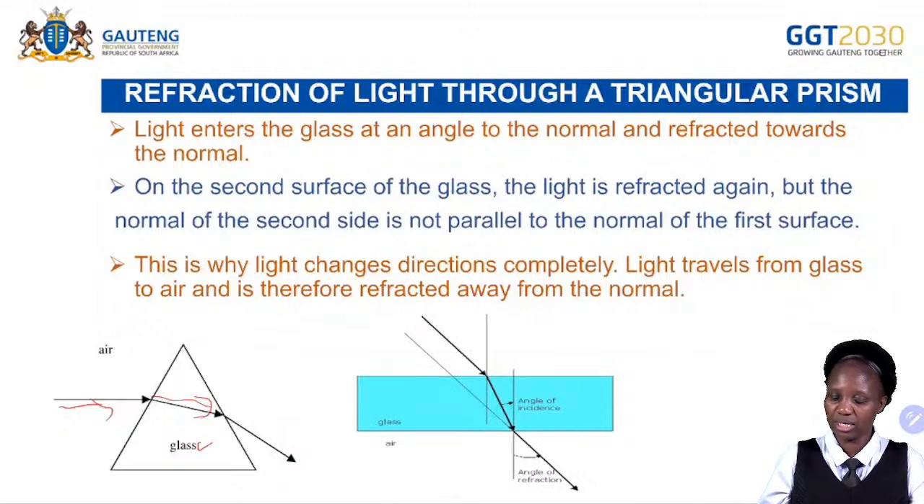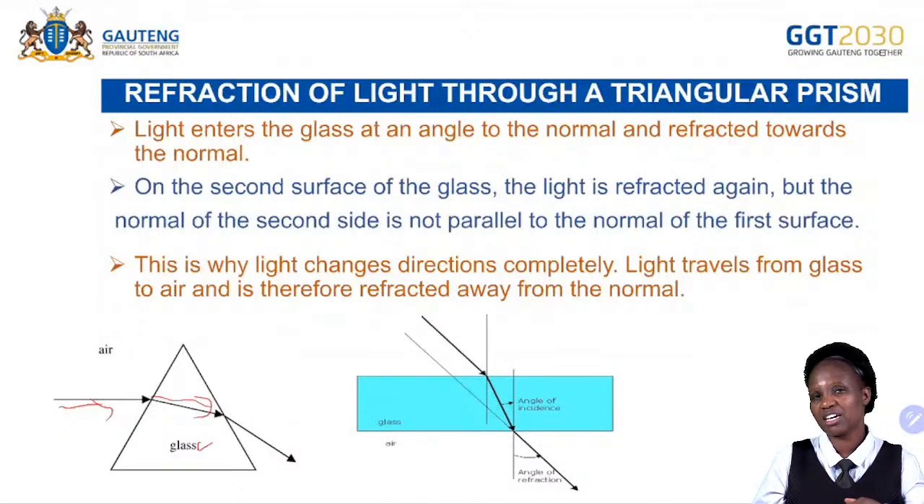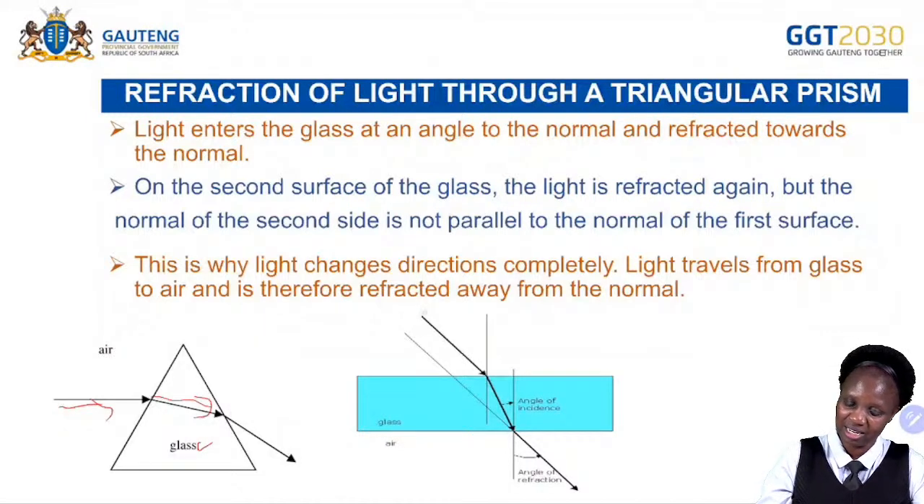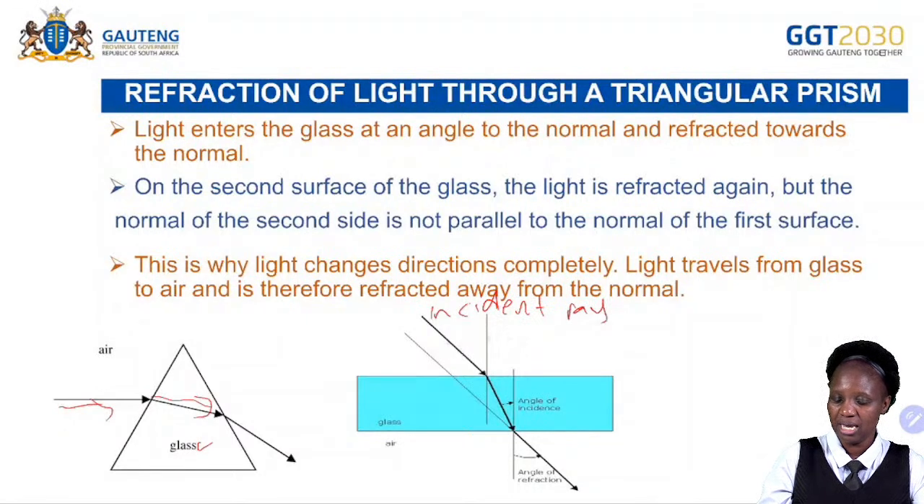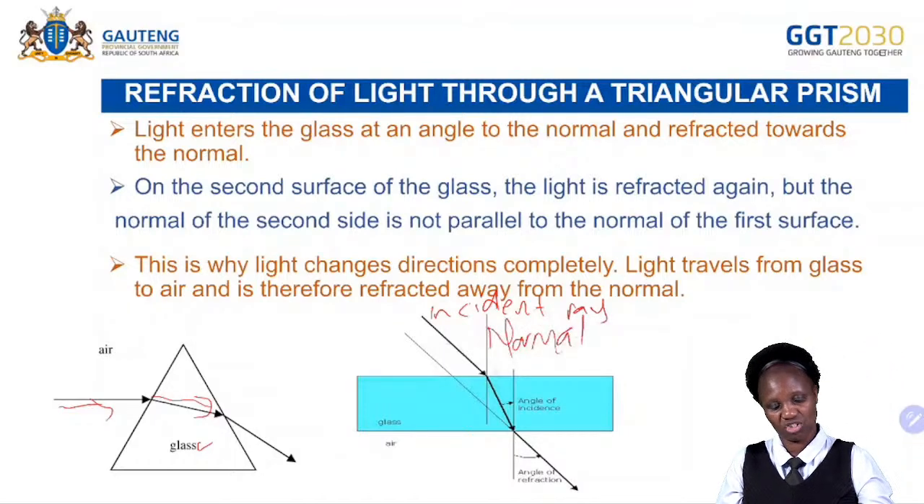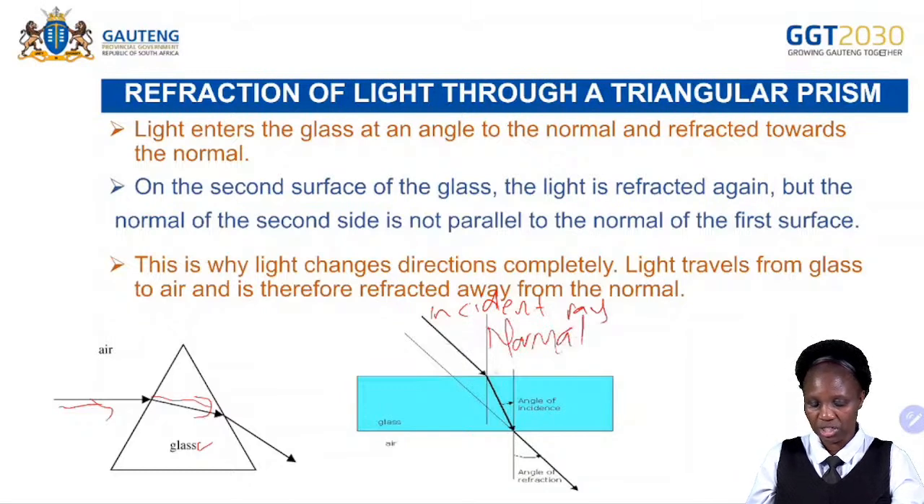And then when we're talking about the incoming ray, then the normal, which forms 90 degrees, and then the outgoing ray. This is the incoming ray. This is the incident ray. Remember, we're talking about the incident ray, all right? And then this will be the imaginary line. This will be our normal, all right?